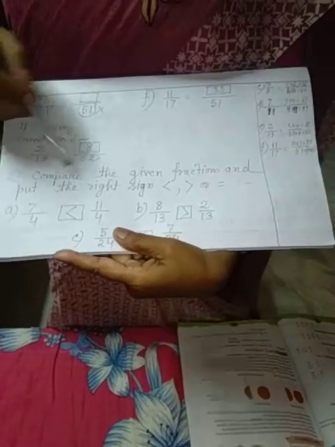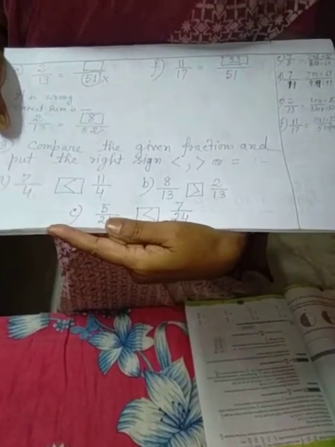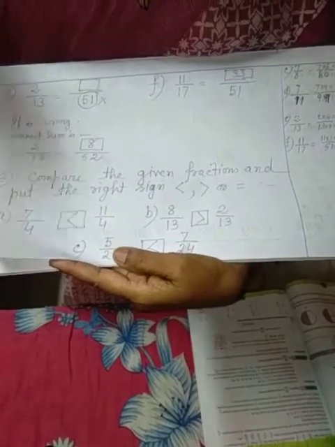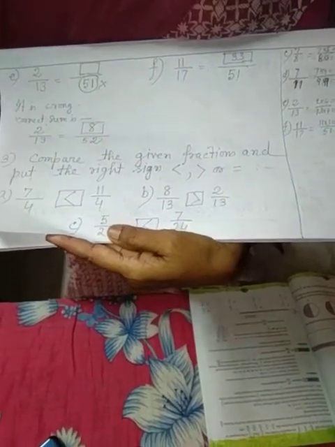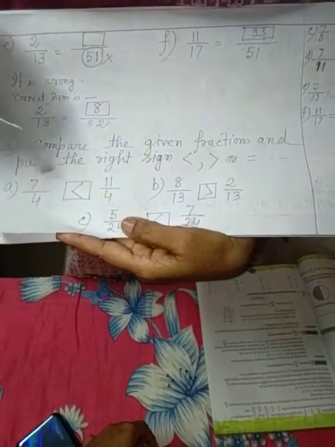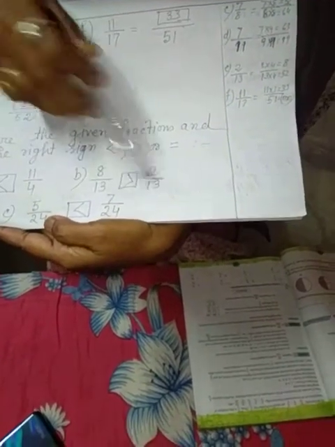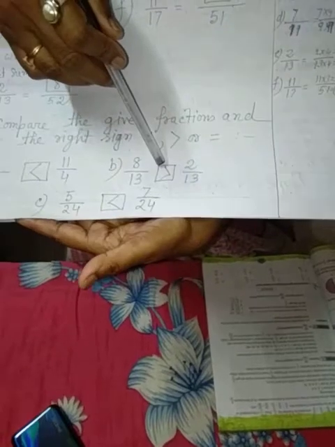Okay. Compare the given fractions and put the right sign, less than or greater than. If the denominators are equal, putting less than or greater than is no problem. It is very easy. So 7 by 4, 11 by 4. Denominators equal. So 7 is less than 11. So less than. 8 by 13, 2 by 13. 13, 13 equal. So 8 is greater than 2. So the sign will be greater than. 5 by 24, 7 by 24. 24, 24. Denominators equal. 5 less than 7. So 5 by 24 is less than 7 by 24. Okay.